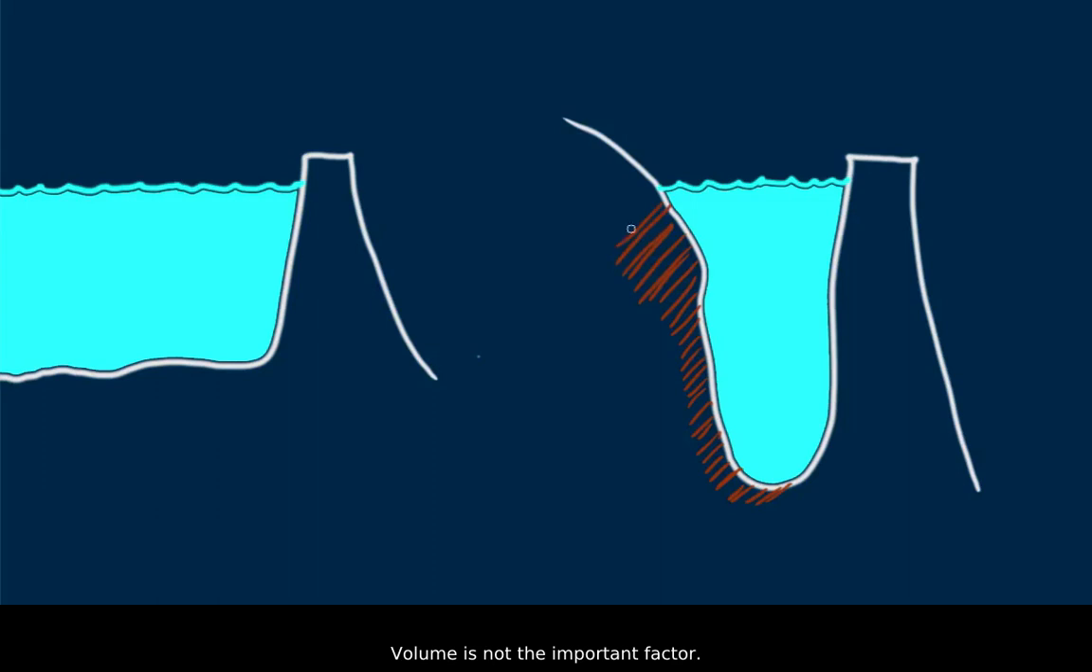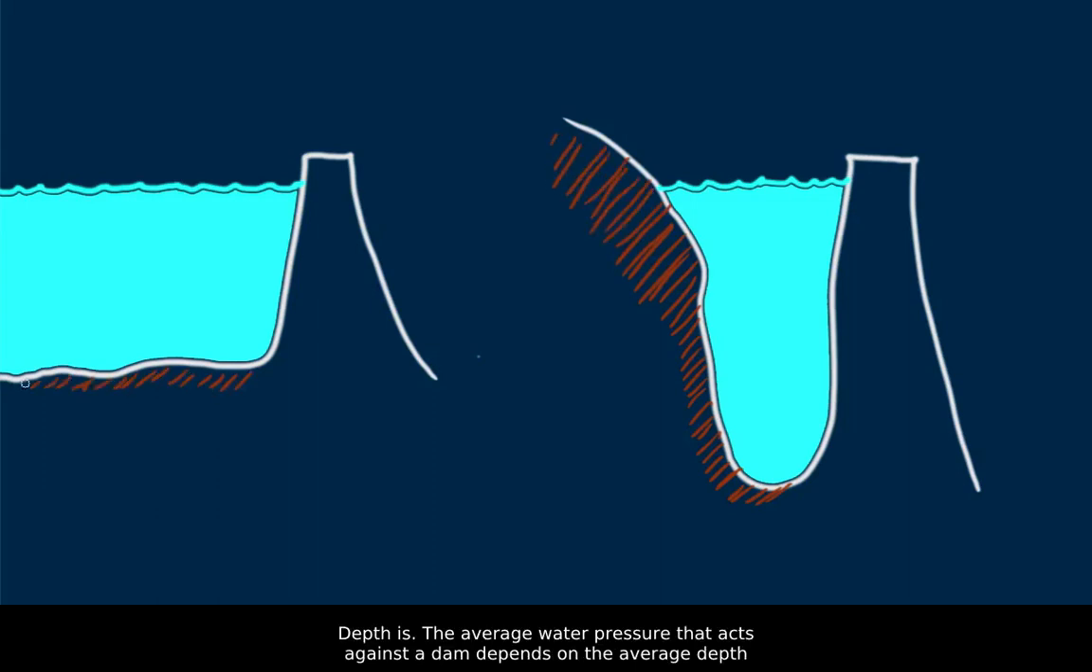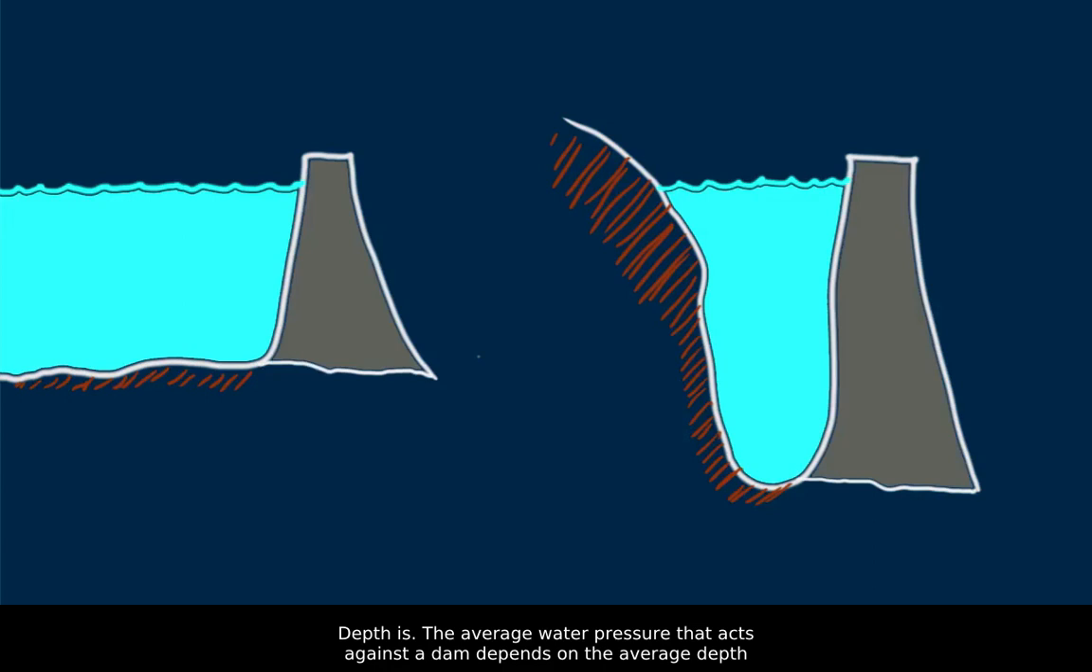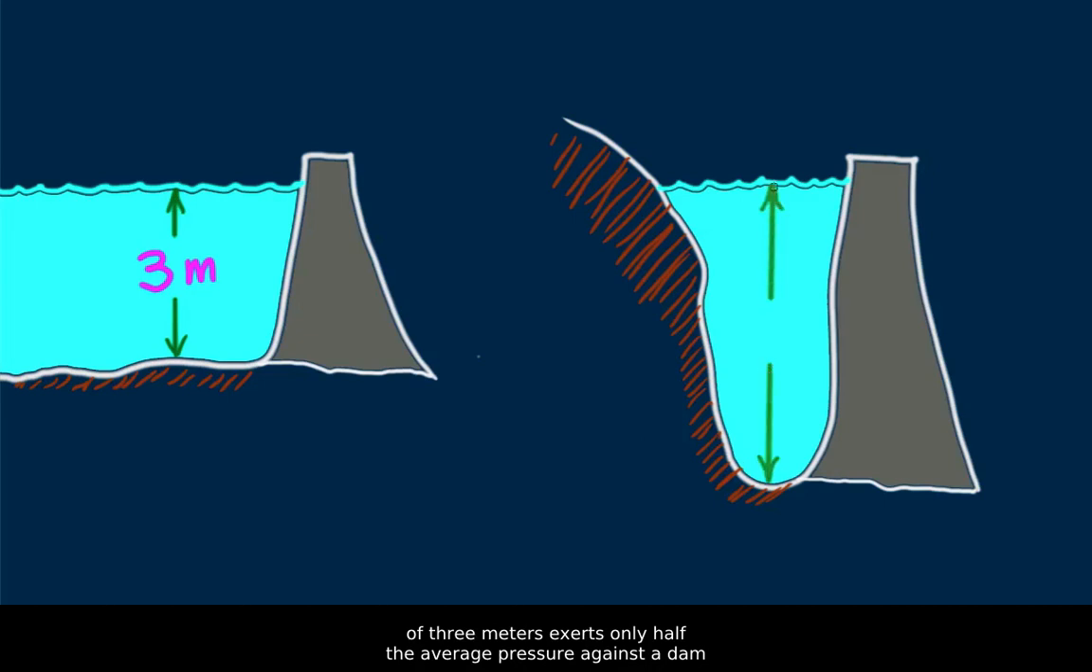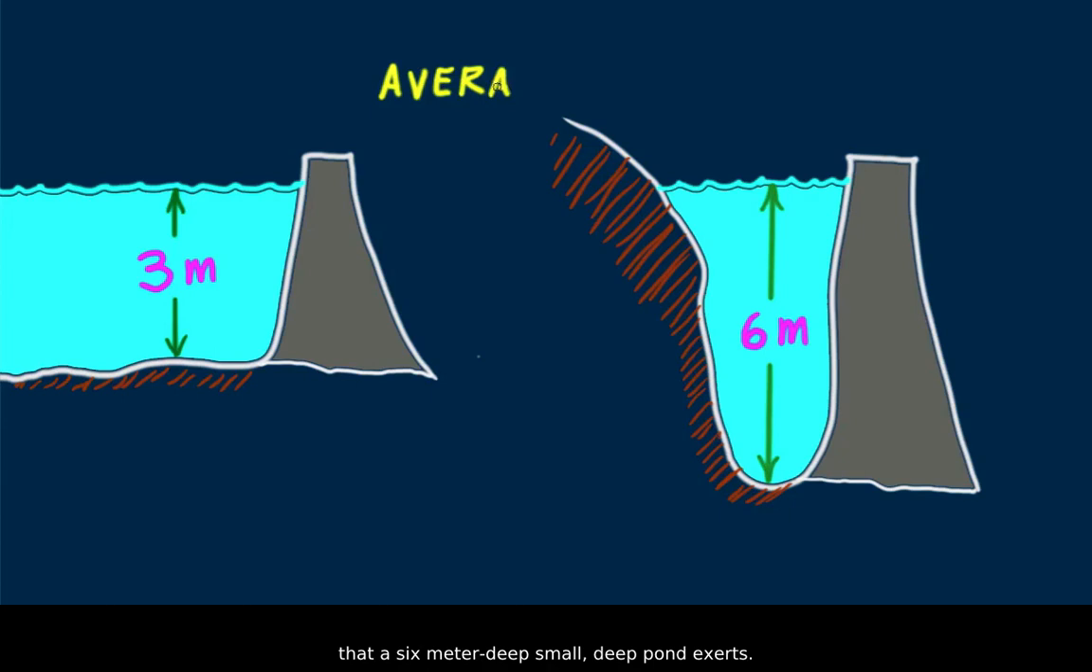Volume is not the important factor. Depth is. The average water pressure that acts against a dam depends on the average depth of the water and not on the volume of water held back by the dam. As an example, a large shallow lake with a depth of 3 meters exerts only half the average pressure against a dam that a 6-meter deep, small, deep pond exerts.